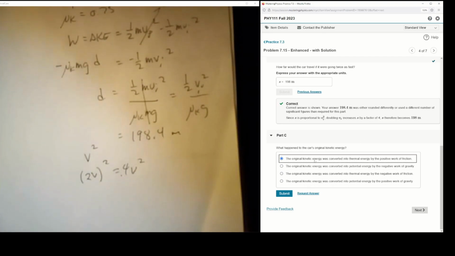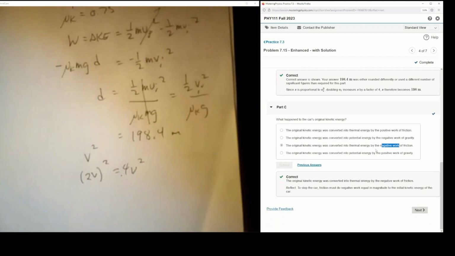The original kinetic energy was converted into thermal energy by the positive work of friction. Well, friction is not positive work. Friction is always negative work because friction takes energy away. So our answer here is C. The reason I'm ignoring the other ones is because they don't say anything about thermal energy. They don't say anything about something heating. So our answer there is C. Check out the next one.